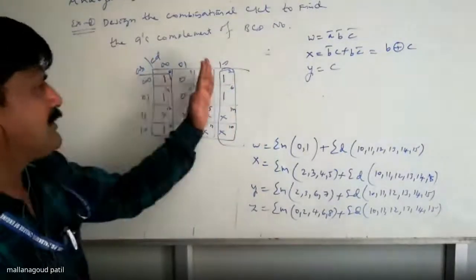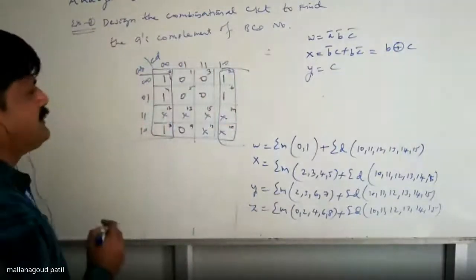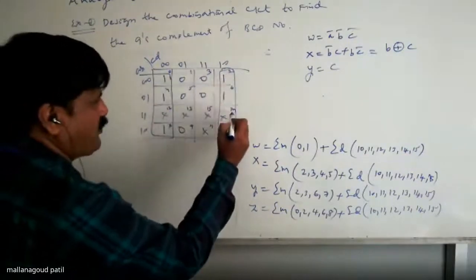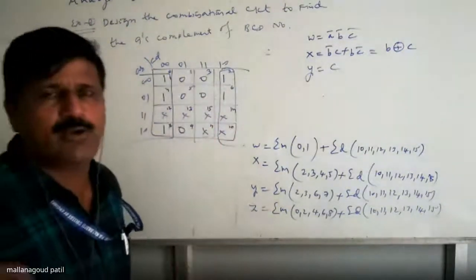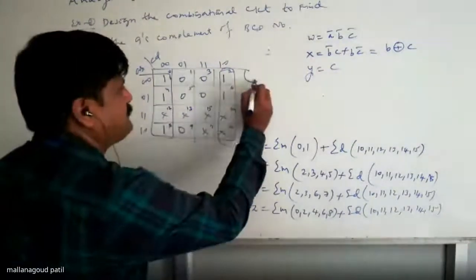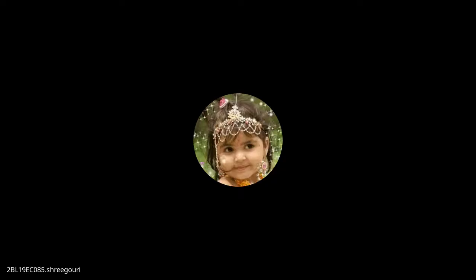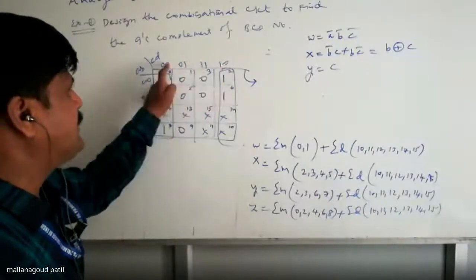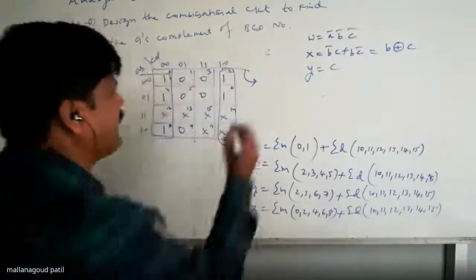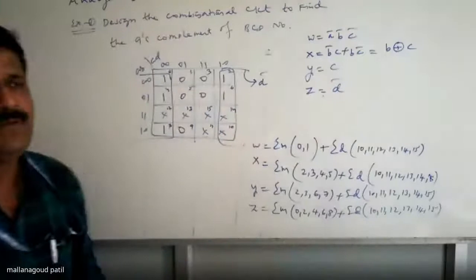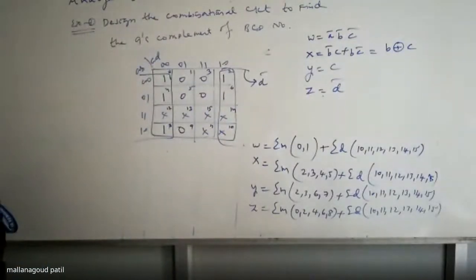One side column, another side column. It's okay. 0, 4, 12, 8, 2, 6, 14, 10 are cells possible to make a group of 8. Now what is the term? D bar. Row will not come. 0, 0 and 1, 0 is the address. Common is 0, belongs to D. I can write D bar. Then I can write Z is equal to D bar.